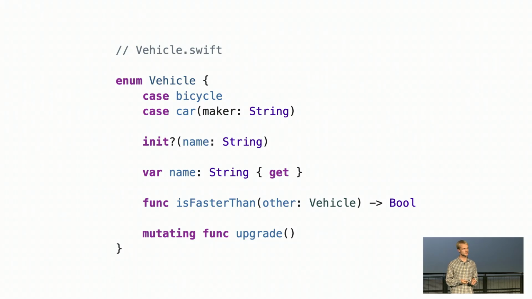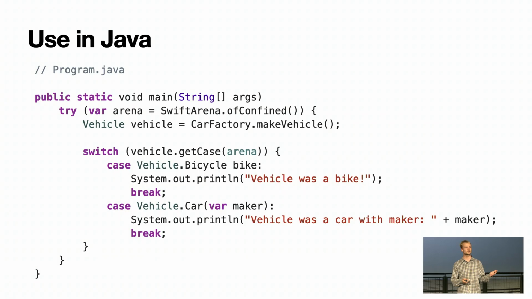Now, when we extract this Swift type using the JExtract tool, this is how we would be able to use it in Java. So we see here that we're able to switch over the actual cases of the enum in a way that's very similar to Swift. So we're able to easily extract the associated values in Java. And this is thanks to new JDK features like pattern matching and the fact that we're using specific types underneath the hood in order to get exhaustive switching over the enum.